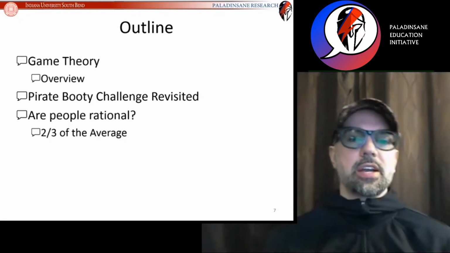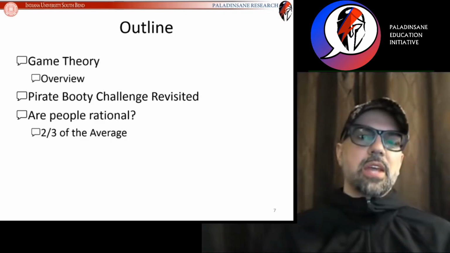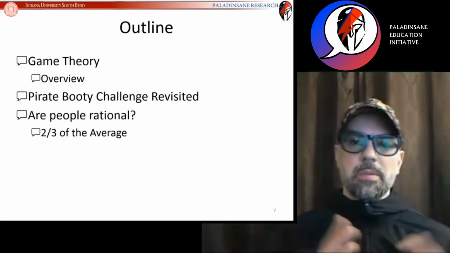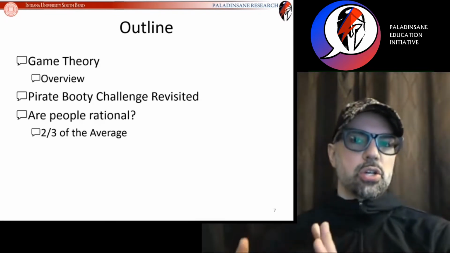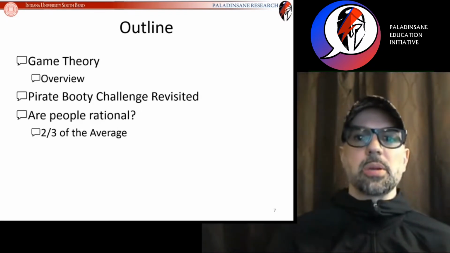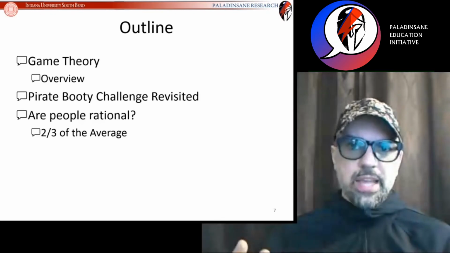We're then going to take a look at another example of a game, the two-thirds of the average game, that can be used to measure how rational people really are. Again, remember that distinction between what you should do, the prescriptive reasoning, and what you actually do, the descriptive reasoning. This is one way of measuring potentially that difference.